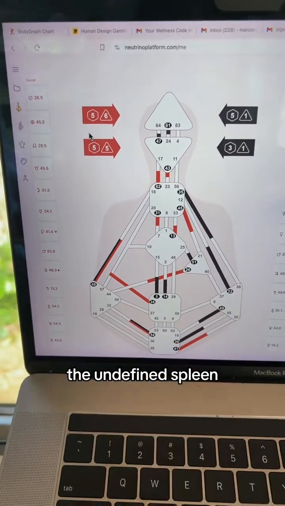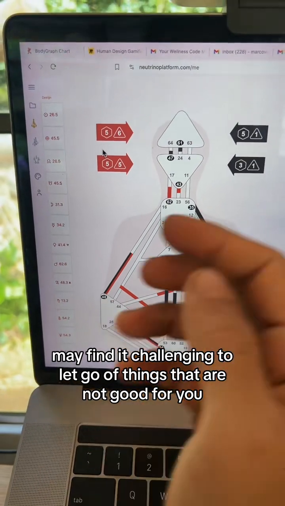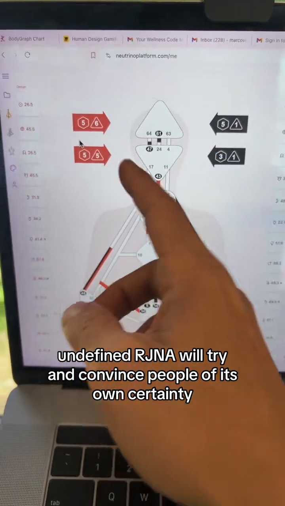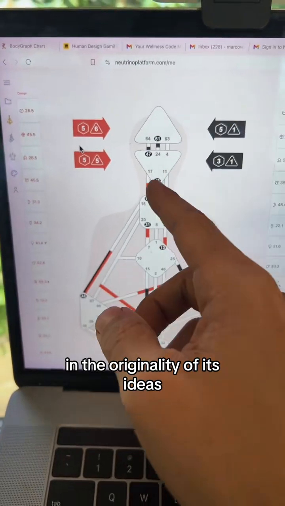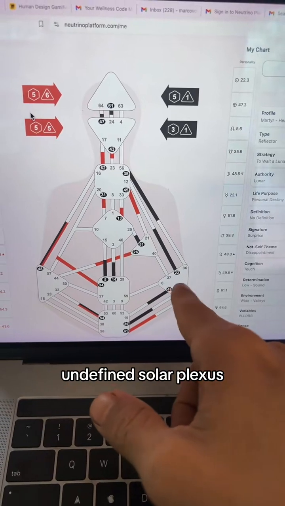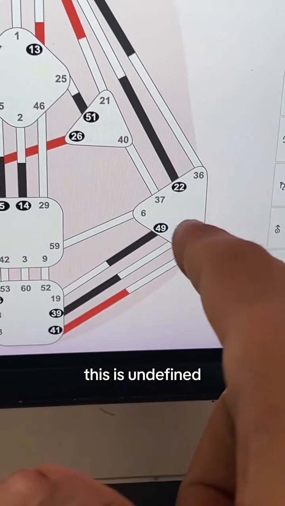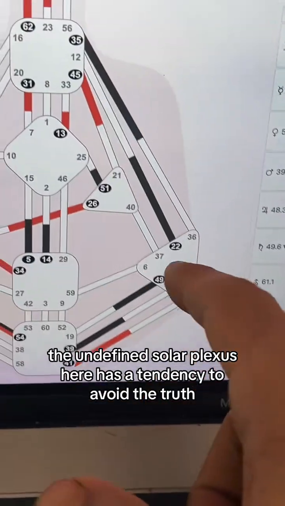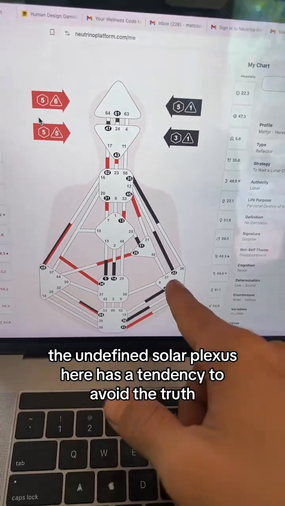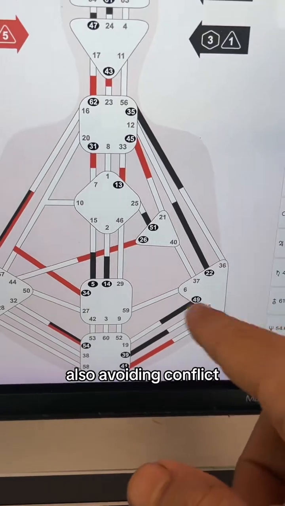the undefined spleen may find it challenging to let go of things that are not good for you. The undefined ajna will try and convince people of its own certainty and the originality of its ideas. And the open solar plexus, undefined solar plexus, they're different. This is undefined. It has activations. The undefined solar plexus here has a tendency to avoid the truth, also avoiding conflict.